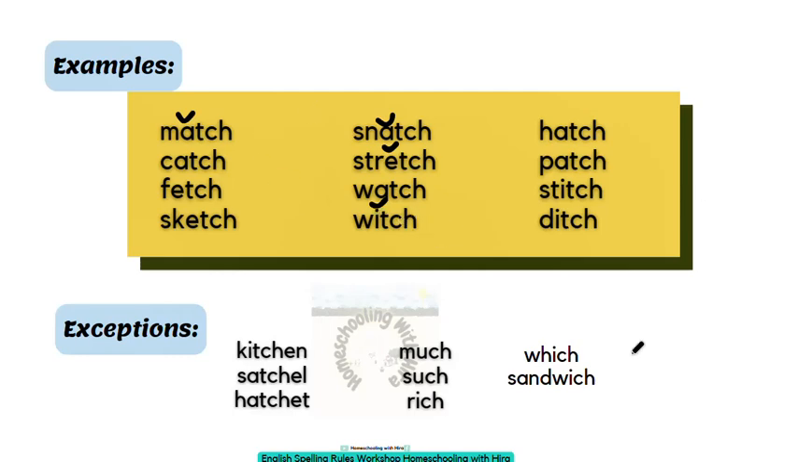You can take a screenshot of them, and we also have some exceptions to the TCH rule. In these words, you can see the TCH in the middle of the word. For example, in the words kitchen, satchel, hatchet. We have a short vowel in these words, but after a short vowel, we are not writing TCH, we are simply writing CH. The words are much, such, rich, which, and sandwich. So these are some words that do not follow the rule, that are rule breakers. You can take a screenshot of them as well.